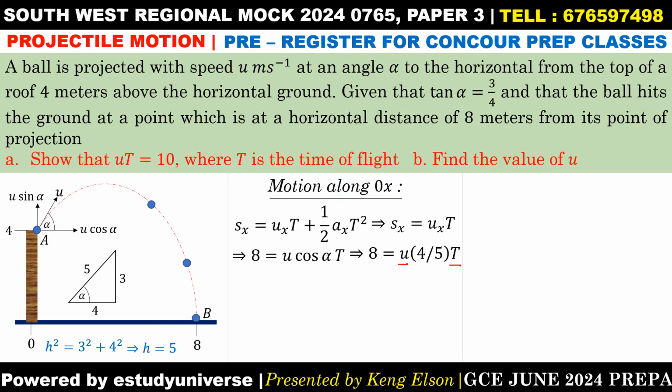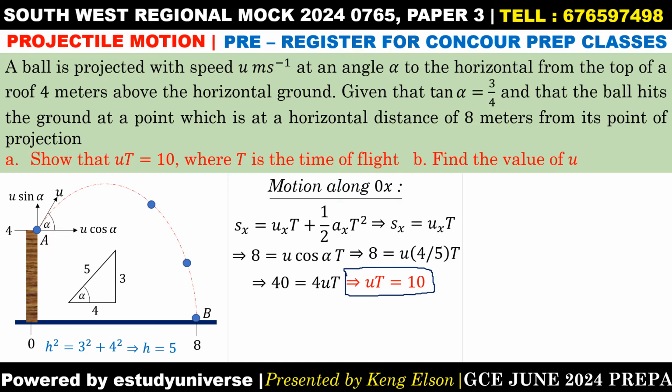So from here, I think we can just simplify. We multiply both sides by 5. We get 40 is equal to 4ut. Then we divide both sides by 4, and we get ut is equal to 10. So here is the proof. You have successfully proven that ut is equal to 10.